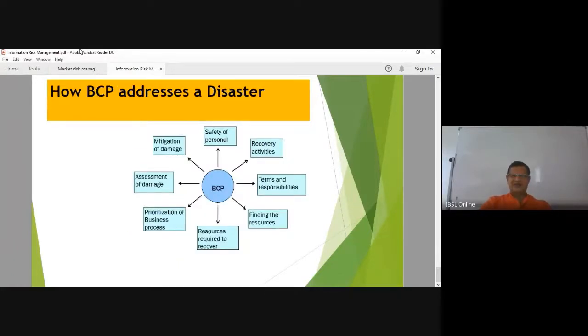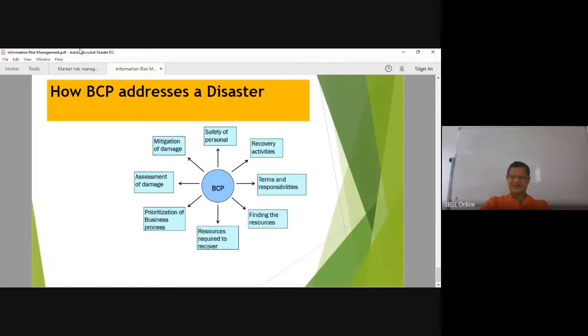So I already mentioned this. How do you address a disaster? BCP, generally the first one is safety of personnel. It's very important that you need to attend to the injured parties first. Then only you go into the recovery activities and you will assess the damages. You will see whether you need to move out of the building, and if so, which place you need to go. Various activities relating to recovery will take place.